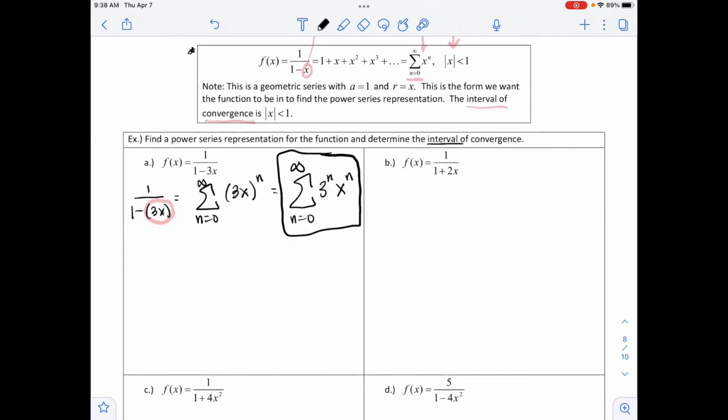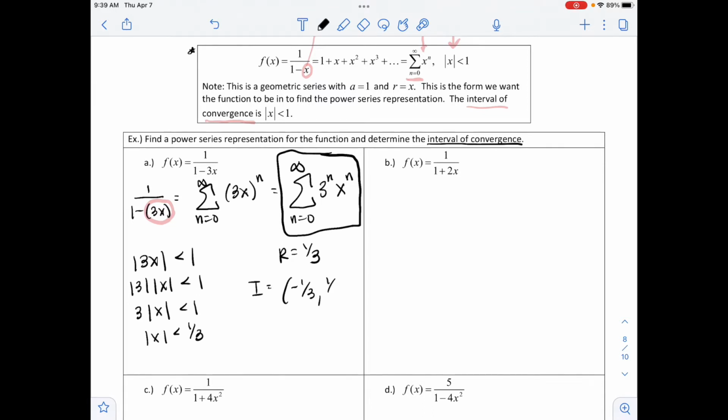And then to determine the interval of convergence, we would have the absolute value of 3x needs to be less than 1. And we know that this would be equal to the absolute value of 3 times the absolute value of x, which is less than 1. The absolute value of 3 is just 3 times the absolute value of x, which is less than 1, or the absolute value of x would be less than 1/3. So our radius of convergence is going to be equal to 1/3. And our interval of convergence is going to go from negative 1/3 to 1/3. And we do not include those endpoints either.